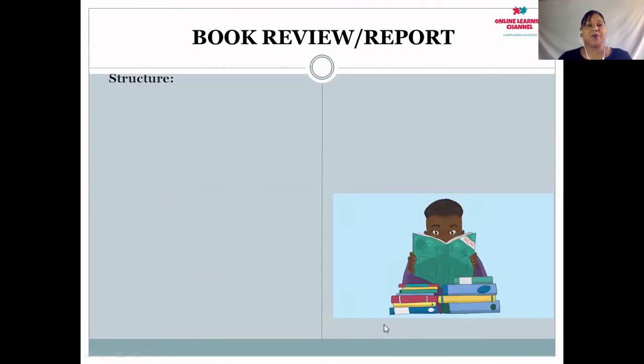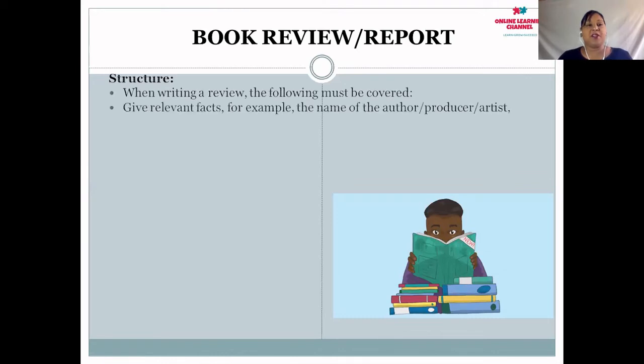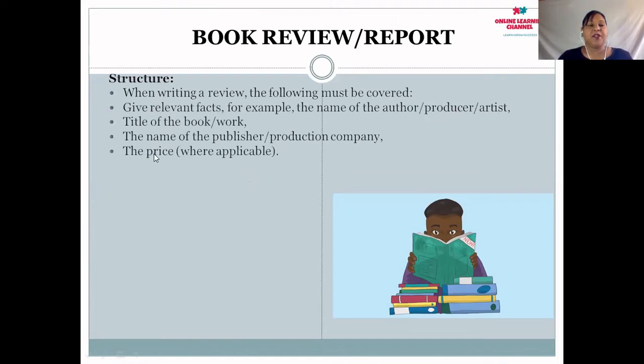Okay, the structure of a book review. When writing a review, the following must be covered. Give relevant exact facts, for example, the name of the author, producer, or artist. The producer or artist would be when you are reviewing a movie or a series or TV program. The title of the book or work, the name of the publisher or production company, the price where applicable, and then you would discuss briefly.